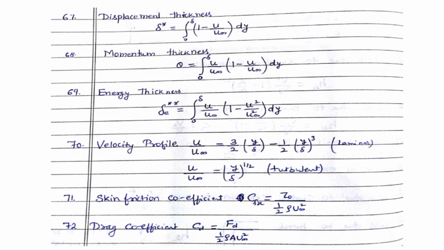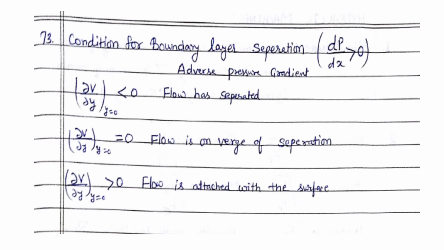Now the velocity profile over the boundary layer, that is u/u∞ = 3/2 (y/δ) - 1/2 (y/δ)³ in case of laminar, and in case of turbulent it is u/u∞ = (y/δ)^(1/2). Skin friction coefficient is Cfx = τ0 / (1/2 ρ u∞²), and the drag coefficient is CD = Fd / (1/2 ρ A u∞²).